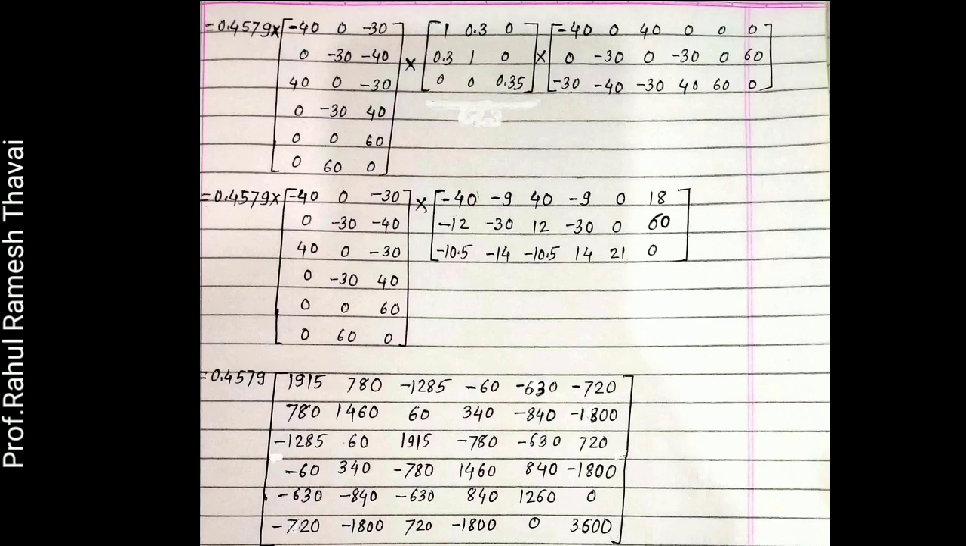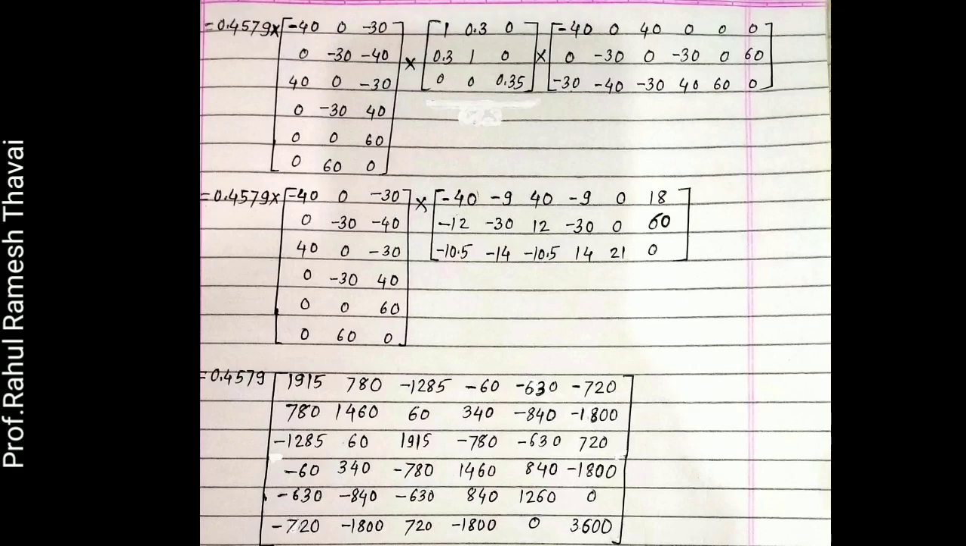Next, sixth row multiplied by third column, that is 0 into 40 plus 60 into 12 plus 0 into minus 10.5, that is 720. Next, sixth row multiplied by fourth column, that is 0 into minus 9 plus 60 into minus 30 plus 0 into 14, that is minus 1800. Next, sixth row multiplied by fifth column, that is 0 into 0 plus 60 into 0 plus 0 into 21, that is 0.